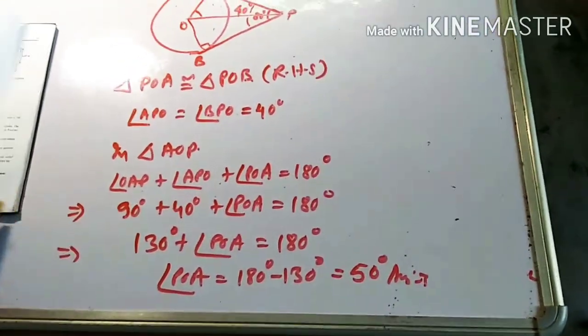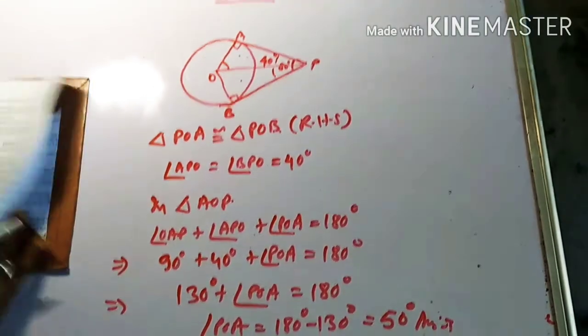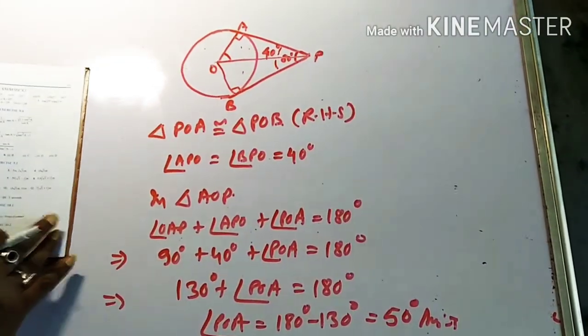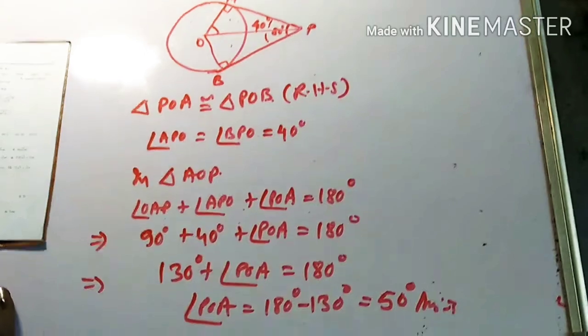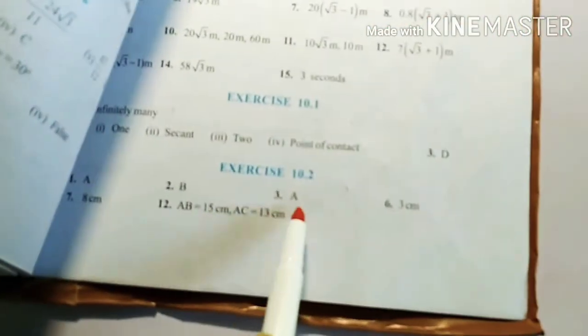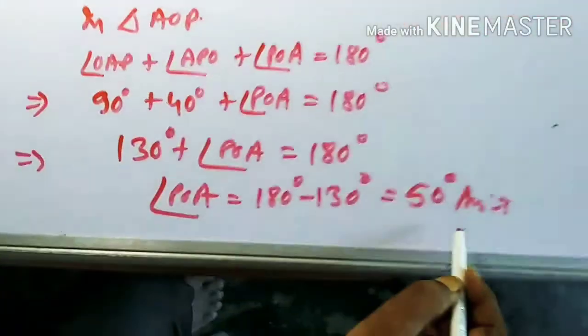So exercise 10.2, question number 3, the answer is option A. Your A is 50 degree. And this is 50 degree.